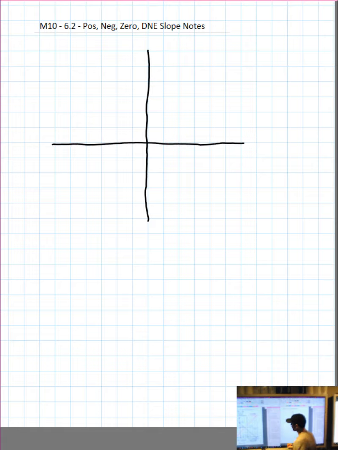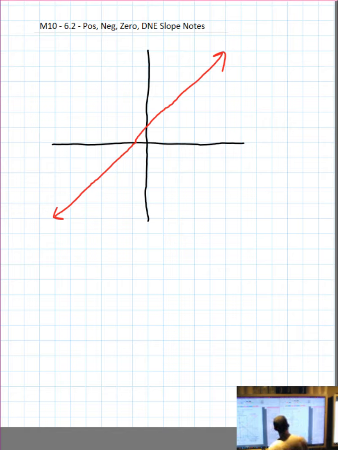Okay, let's take a look at a graph. So we're going to draw this perfectly using the graph paper, using the lines. Following the notes, we have a line that looks like this in red. Notice it goes perfectly up 1 over 1 the whole time along the graph. The slope m is positive. Up to the right is positive.